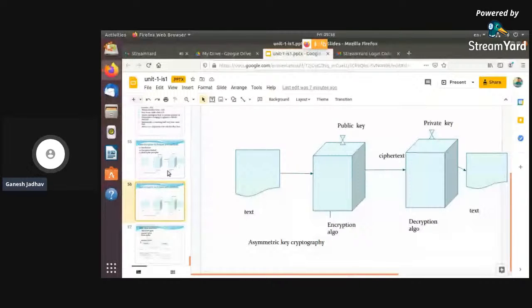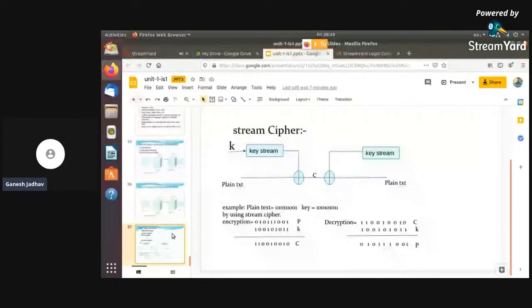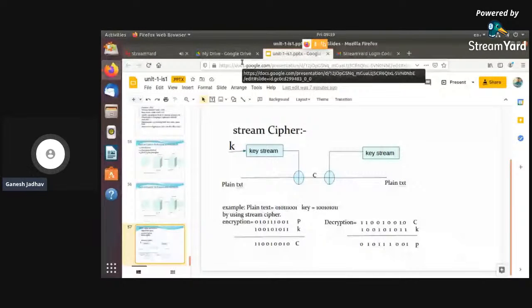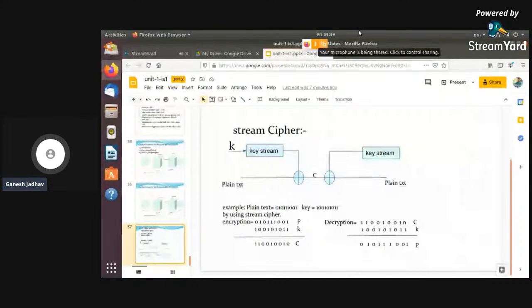Then we move toward another point, the block cipher principle. Why is the block cipher required? Because this cryptographic algorithm is used for the transformation of plain text into ciphertext. The stream cipher and the block cipher are the two methods of the block cipher principle.